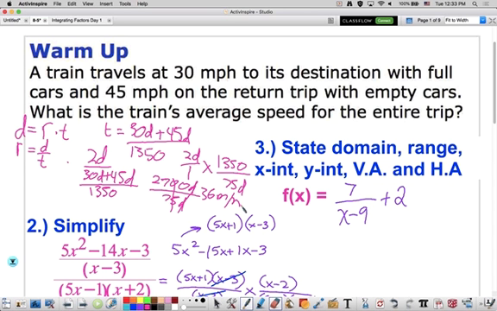So for domain, I have, wait, how do you say it again? X is such that X is not equal to 9. And then for the range, we have Y is such that Y is not equal to 2. And for our vertical asymptote, we have X is equal to 9. And horizontal asymptote, so here it says plus 2. So basically, the horizontal asymptote would be equal to just 2. And then for y-intercept, I have 0, 11 over 9.